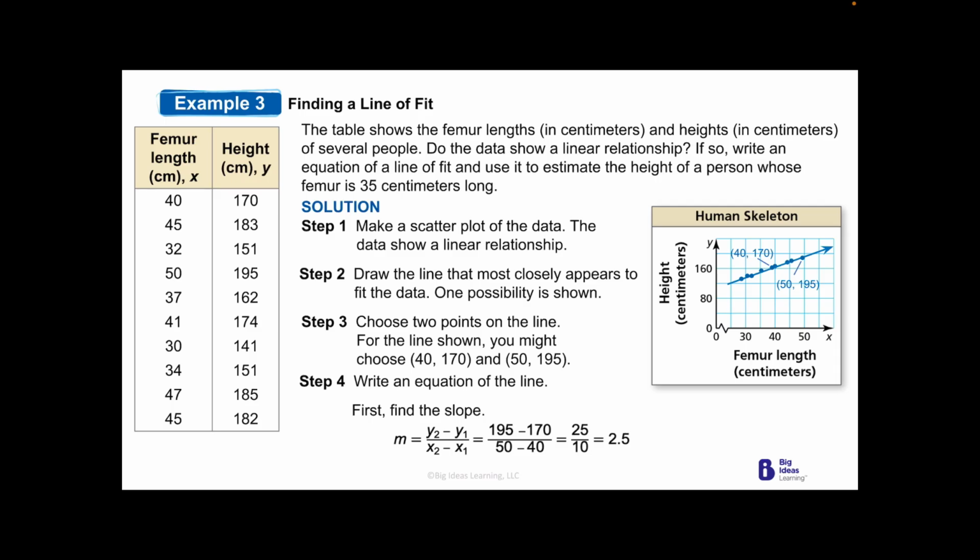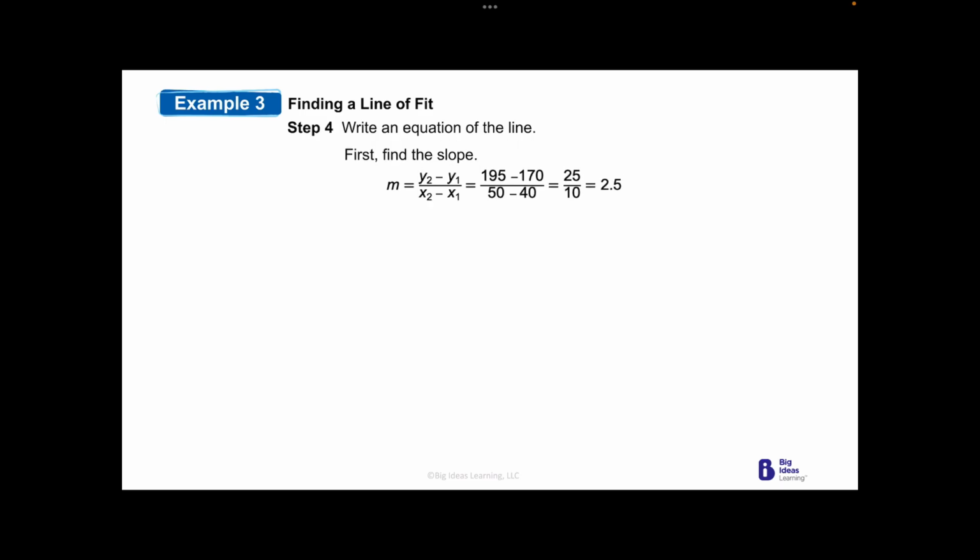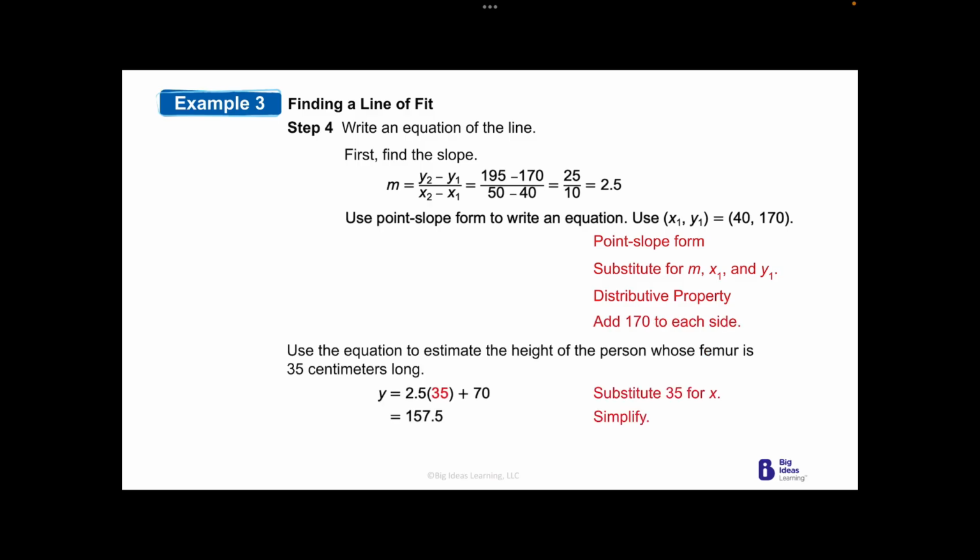I like to keep my slopes as a fraction since it's rise over run, but they apparently don't. After that, use that slope and one of the points. If you want to use point slope form, that's fine. You know by now that I like to just take my point, plug it into the slope intercept form, and then solve for b. So I would set this up as 170 equals 2.5 times 40 plus b, and then from there, I would work through the problem. So I wouldn't take the point slope form.